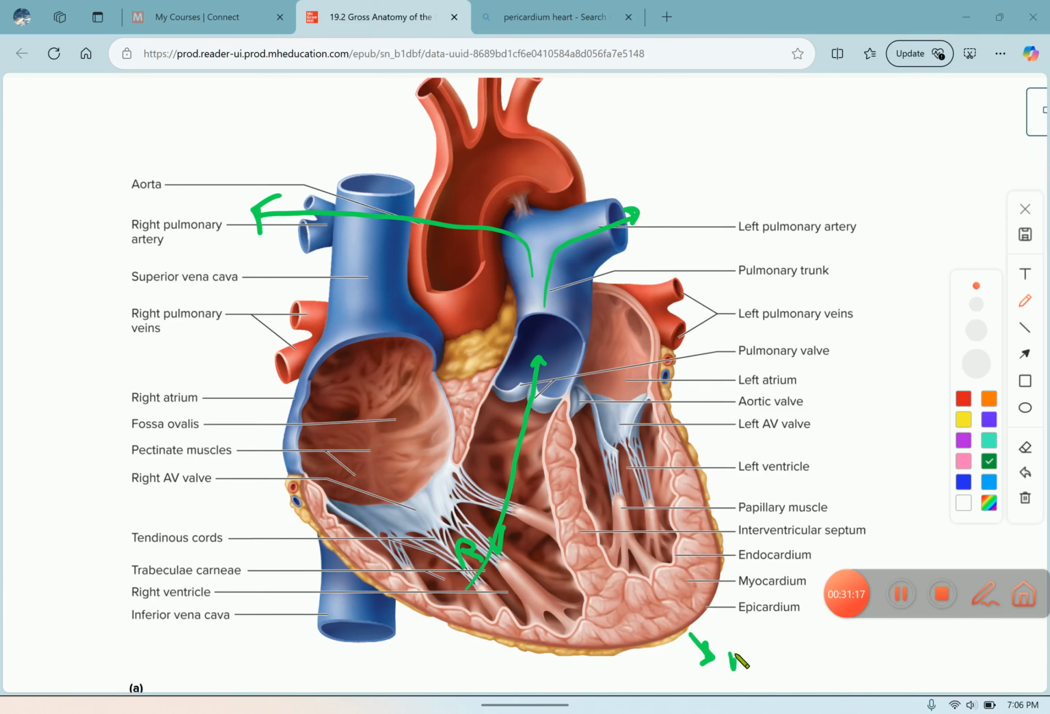You'll also notice the apex. So this should help you differentiate the left side versus the right side. We've got the thick left ventricular wall and we have the apex, so now we know left versus right.